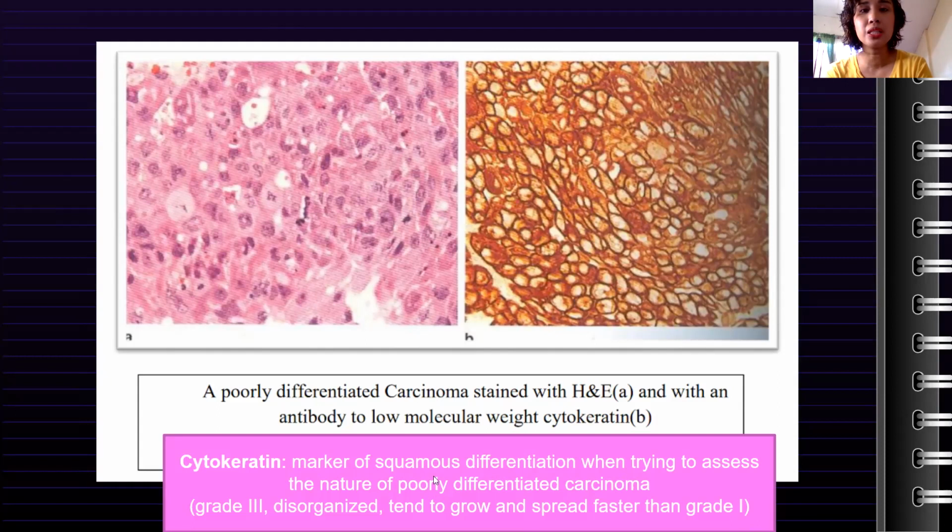So when something is a poorly differentiated carcinoma, when it was stained with H&E, we didn't yet know what grade. But after it was stained with cytokeratin, it was grade 3, which is disorganized and tends to grow and spread faster than grade 1. So at least there was specificity, a really specific classification of the tumor.